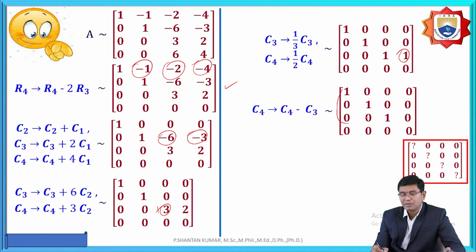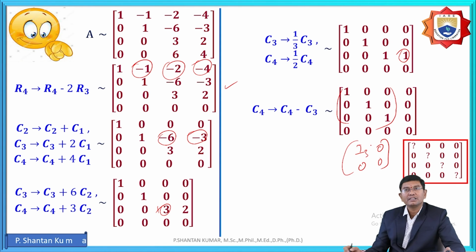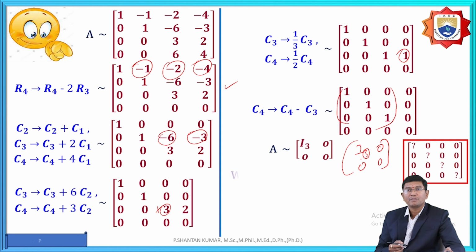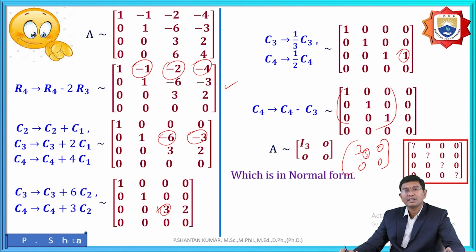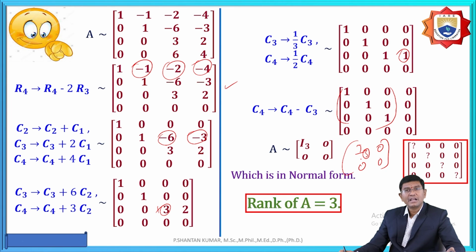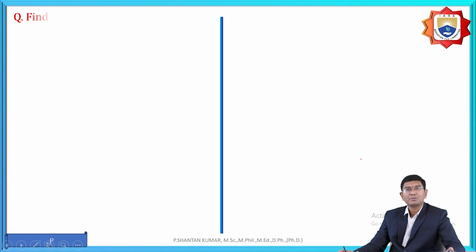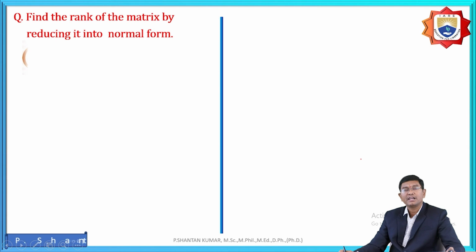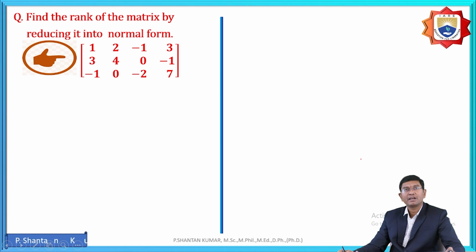Therefore, clearly from here to here, it is I3 0 0. Therefore, the rank of the matrix is the order of the unit matrix I3, where R is the rank of the matrix, and here R is equal to 3. Therefore, the rank of the matrix is equal to 3. Similarly, for any given matrices, we need to do that. It is not a different type of problem.